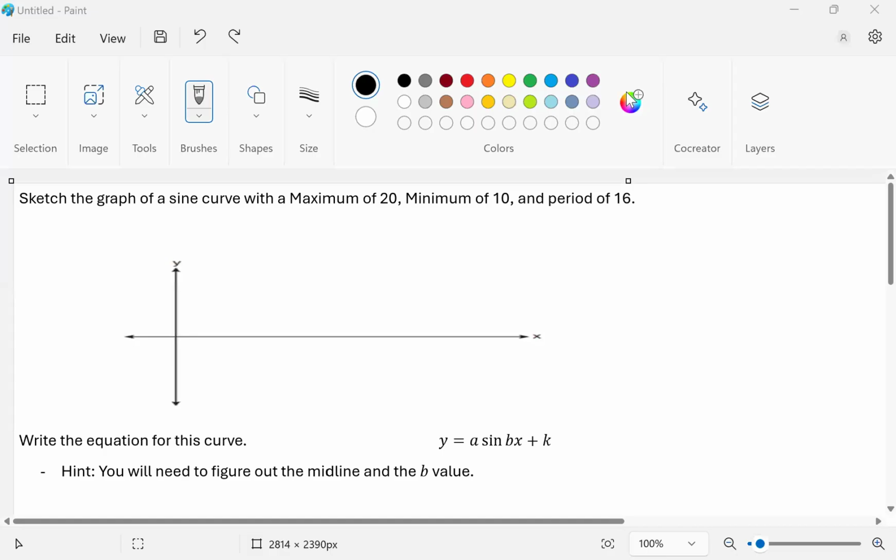Okay, so here we're going to practice sketching a trigonometric graph from a description. And then after we have the graph, we'll use that graph to write the equation. So sketch the graph of a sine curve with a maximum of 20, minimum of 10, and period of 16. I want to focus on period of 16 first.